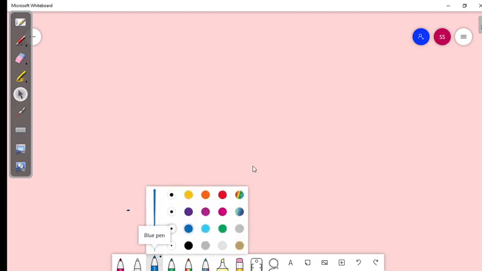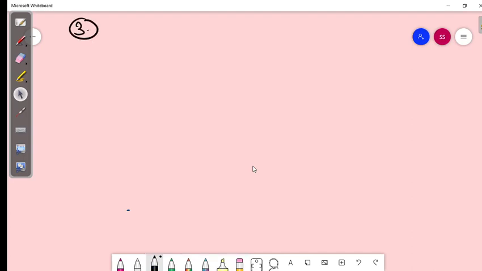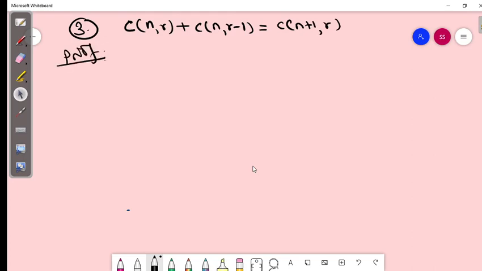Moving to the third part: C(n,r) plus C(n,r minus 1) equals C(n plus 1,r). We have to prove this. C(n,r) plus C(n,r minus 1) equals C(n plus 1,r). So let us prove this theorem. We know C(n,r) plus C(n,r minus 1), which is given.